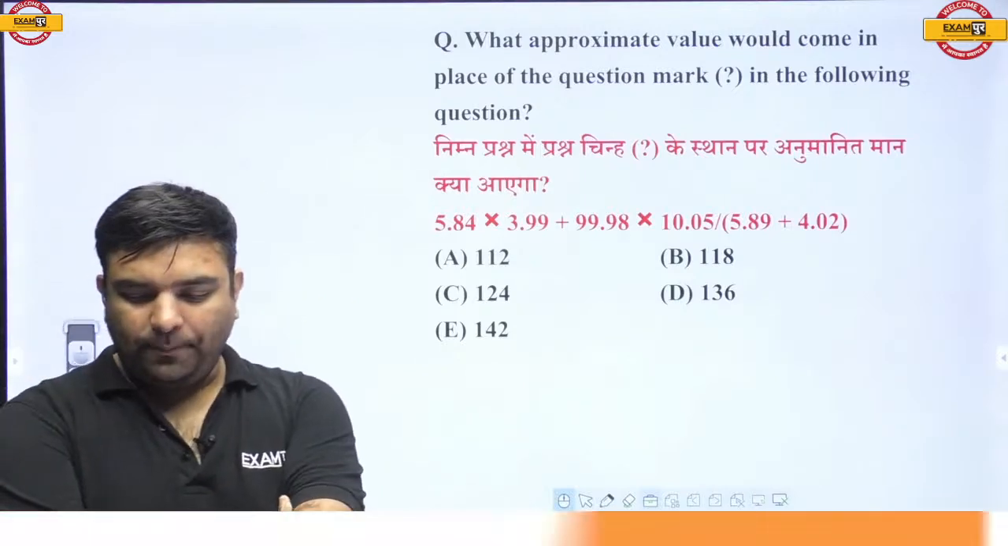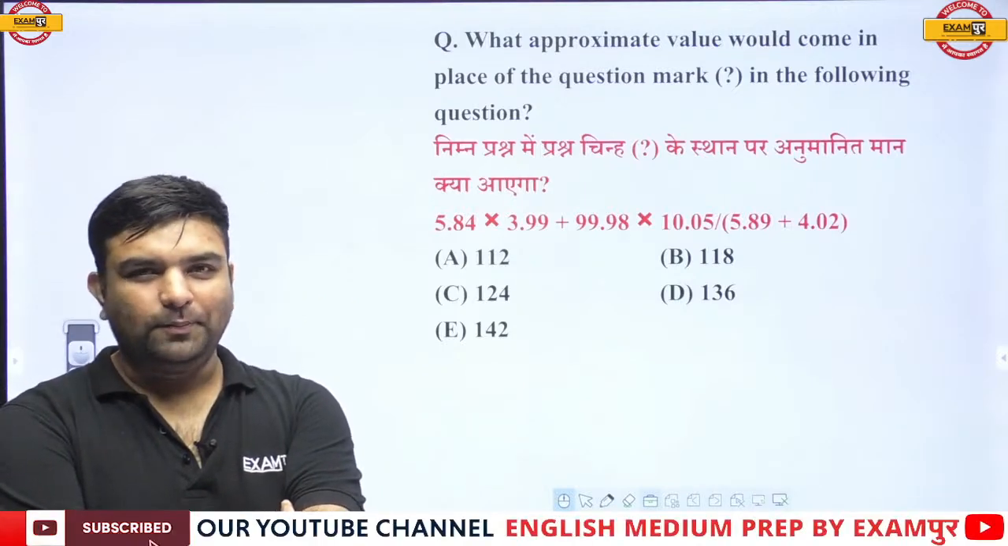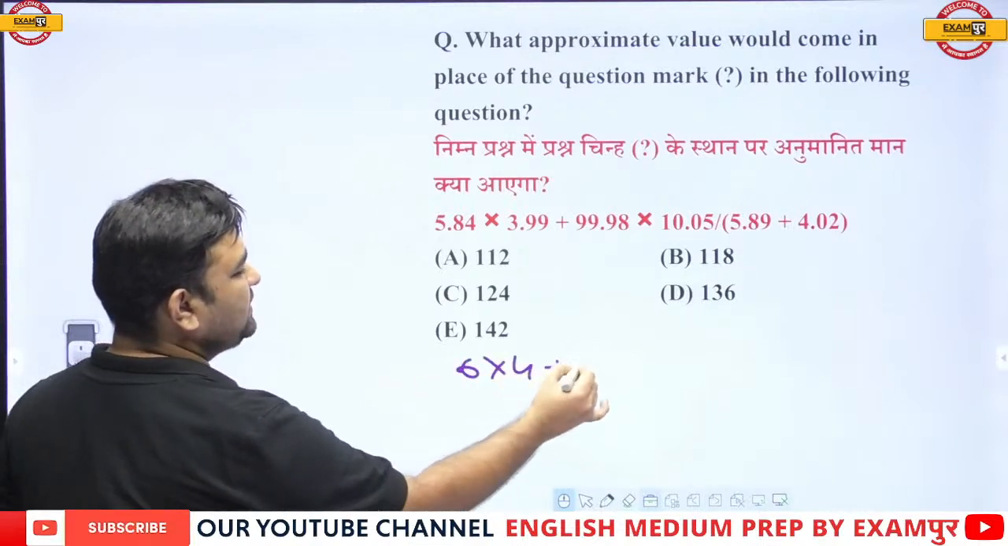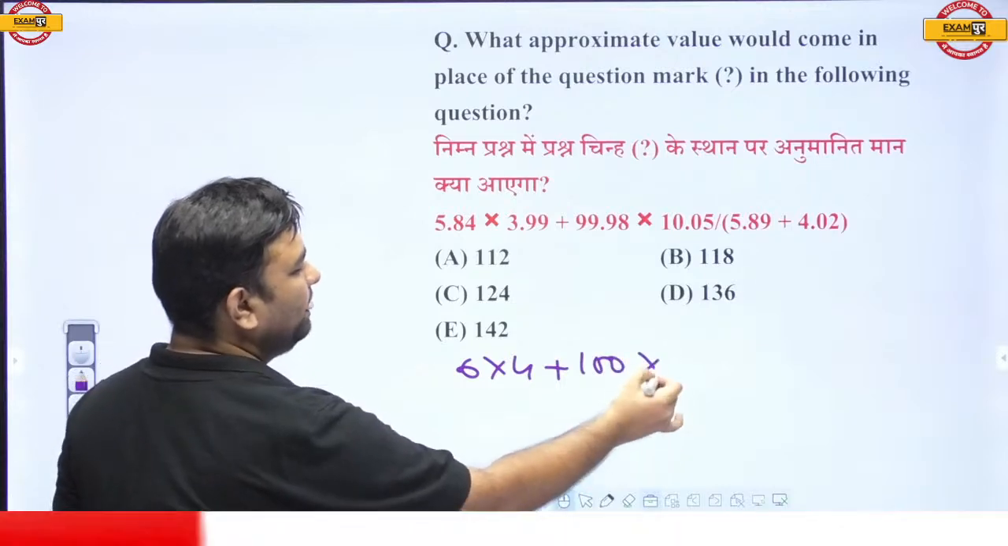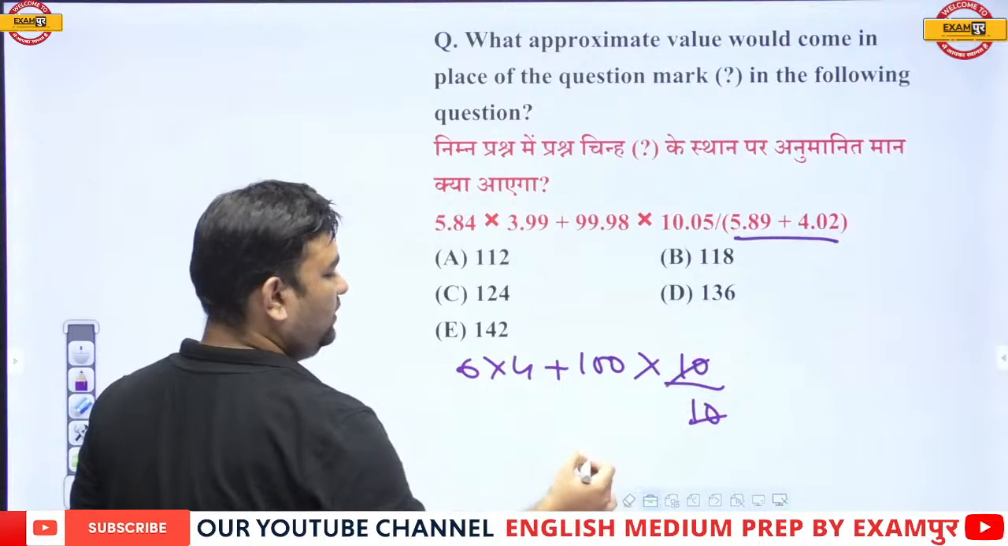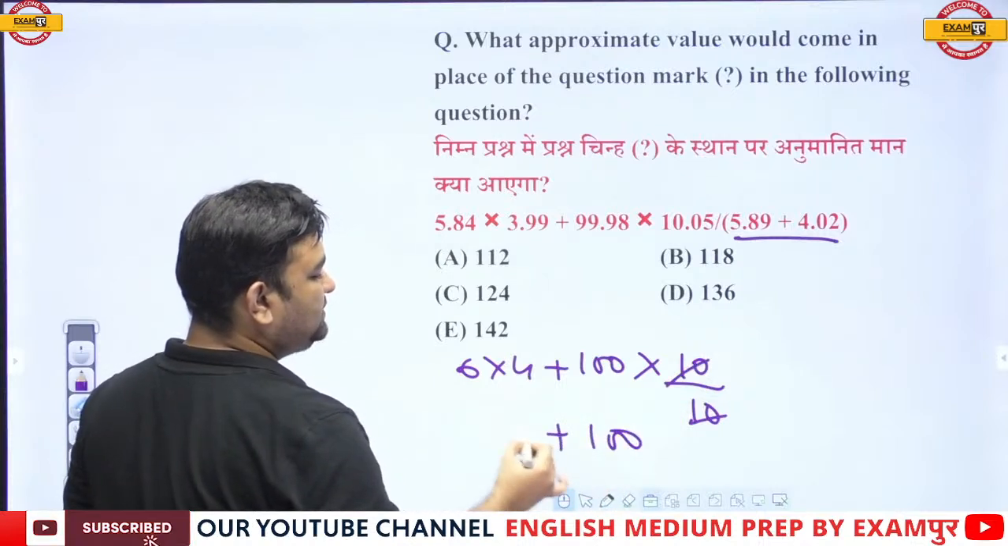Options are far. Approximate what you can do. 6 into 4 plus 100 into 10 divided by 10. 100 plus 24.